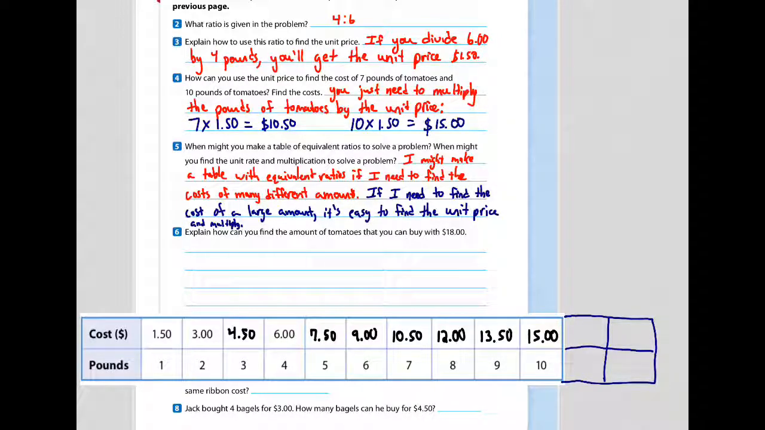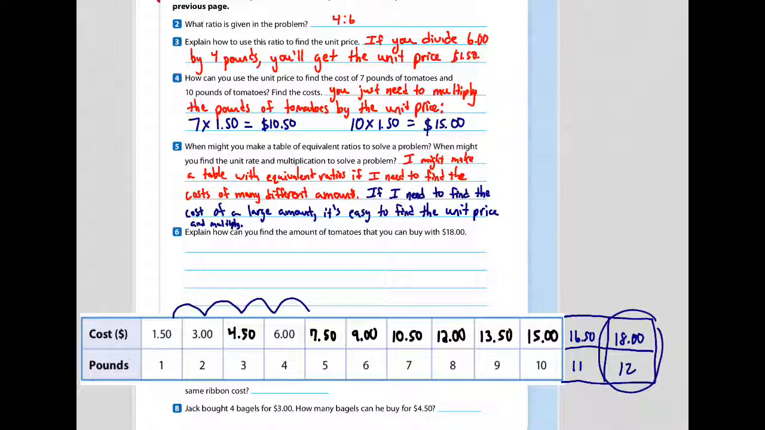So I can just say, each one of these was going up by $1.50, right? $1.50, $1.50, $1.50. So I can say 15 plus $1.50 is $16.50. And $16.50 plus $1.50 is $18. And that would be 12 pounds of tomatoes. Now, there are lots of ways you can figure that answer out. I am just showing you one way.